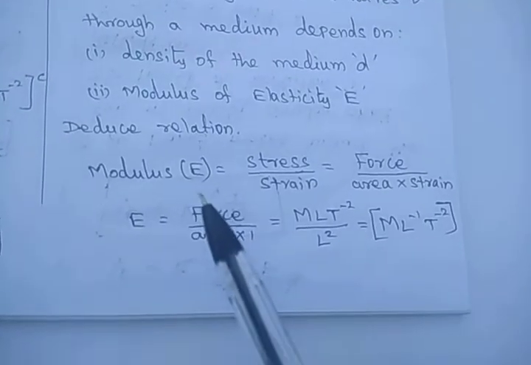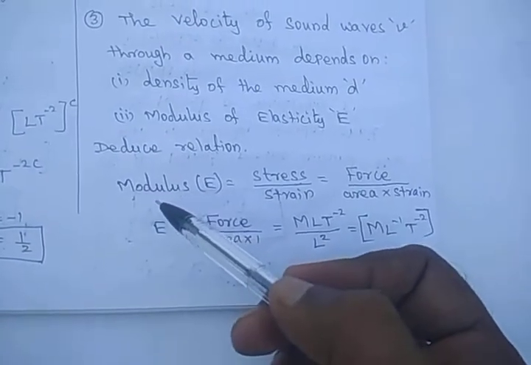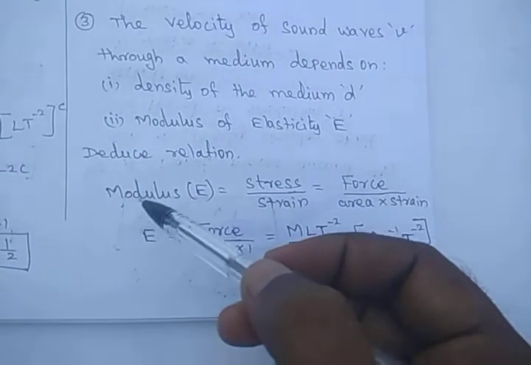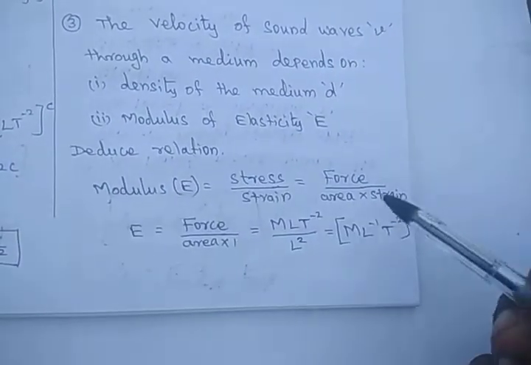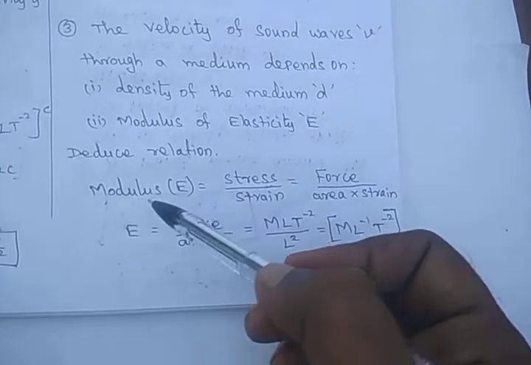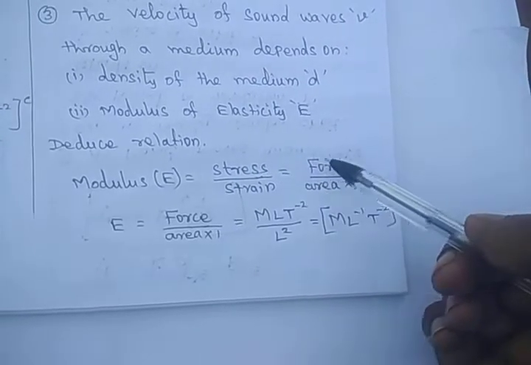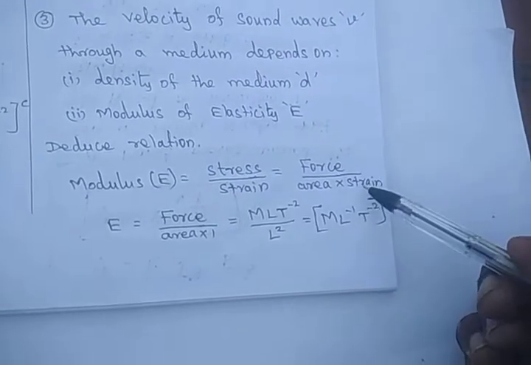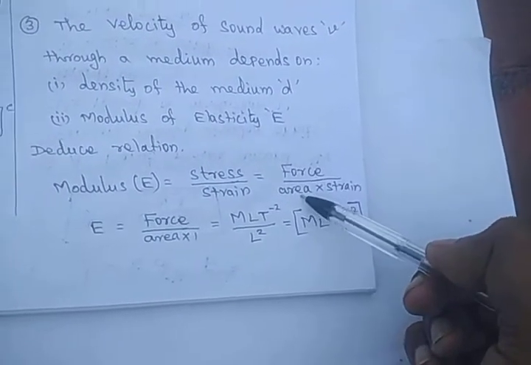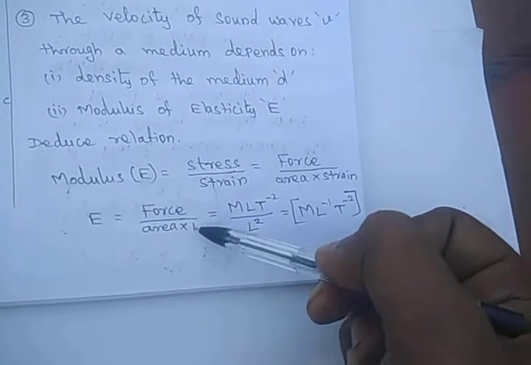Whenever you are starting the dimensional formula, you should remember the definition. So the modulus definition is stress by strain. These formulas we are going to study in the mechanical properties of solids in the 8th or 9th unit. So modulus is equal to stress by strain. Stress is defined as force by area, and strain is a dimensionless quantity, that is, the value is 1.